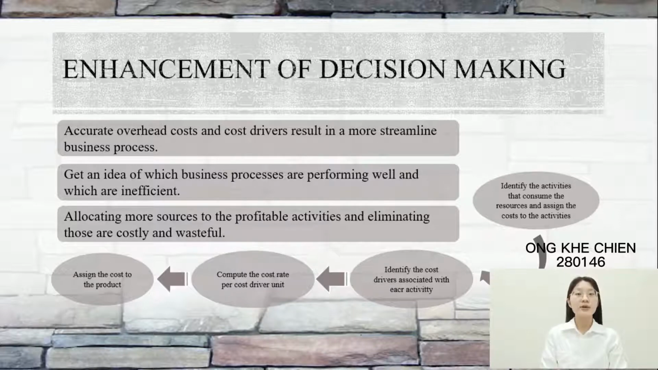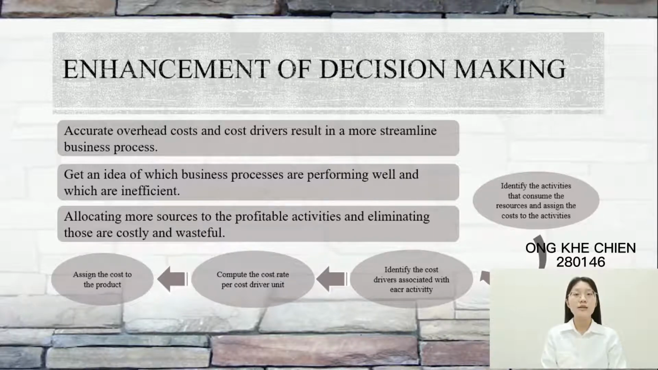There are some steps that are required in using activity-based costing system. First, activities that consume the resources should be identified and costs should be assigned to the activities. After that, the cost drivers associated with each activity should be identified and the cost rate per cost driver units should be computed. Lastly, the cost can be assigned to the product by multiplying the cost driver rate with the volume of the cost driver units consumed by the product.